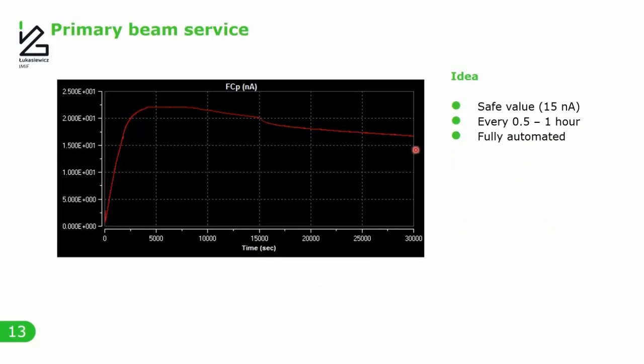Then I also realized that here you can see that right after the primary beam is switched on, the intensity increases, then it's quite stable for a few hours, and then it slowly starts to decrease. So I set a very safe value, like 15 nanoamps. And once again, during this polishing, I was also making fully automated servoing of this beam so that it stays at this desired value.